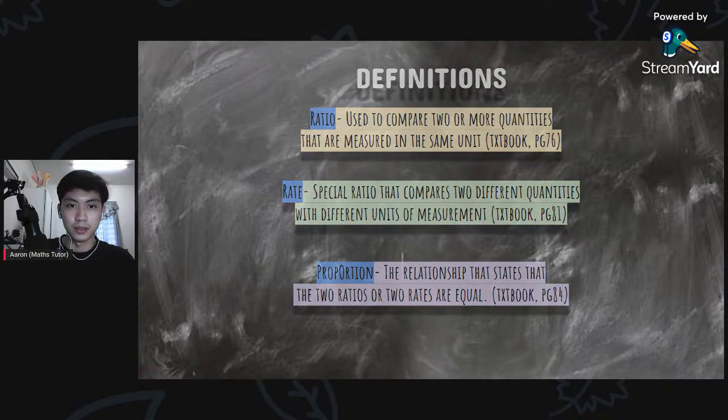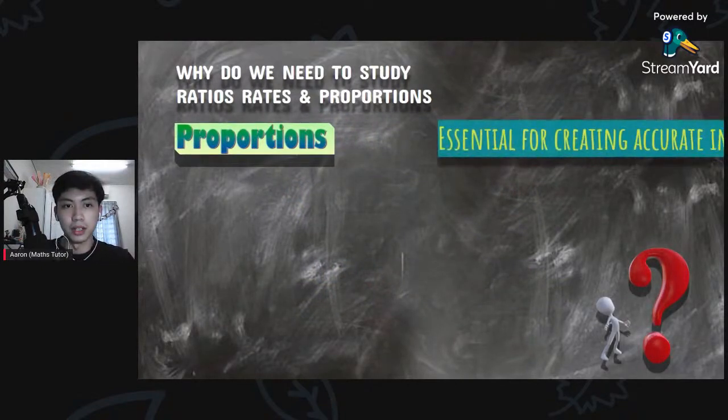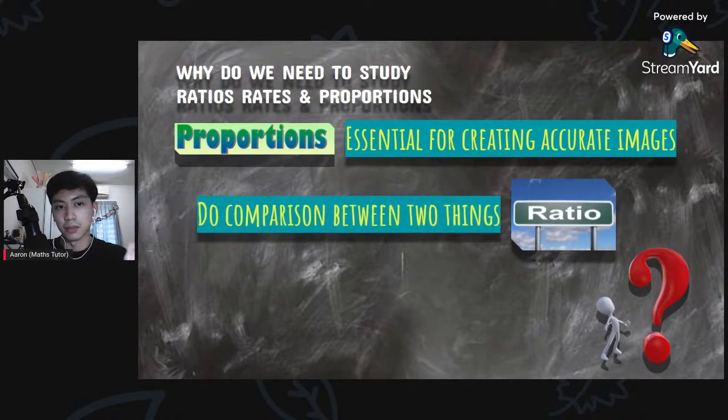Next, we move on. Why do we need to study ratio, rates, and proportion? It's very important. Just now I said proportion helps you have a better image to compare a thing with a thing. If you use proportion to calculate, later we have some examples, you can see how something is calculated, and eventually you can get a more accurate result. For ratio, it's also the same.